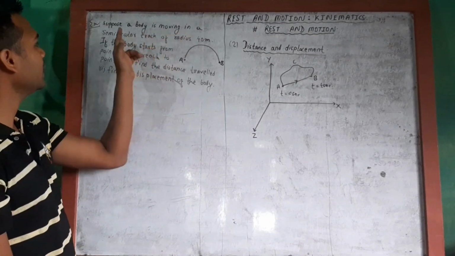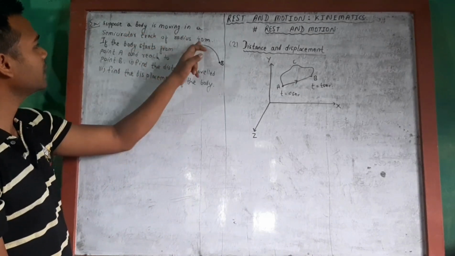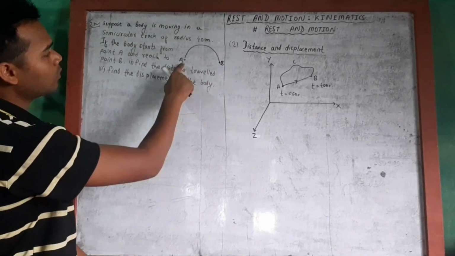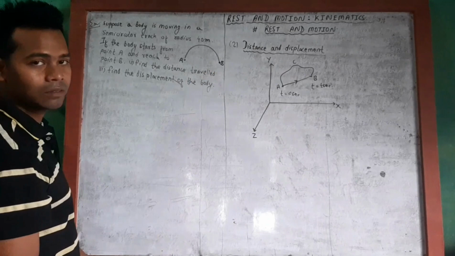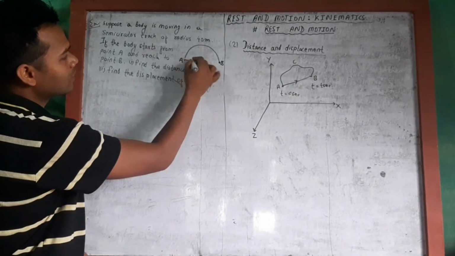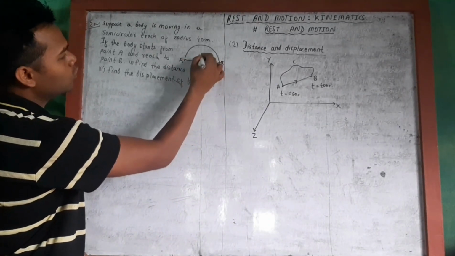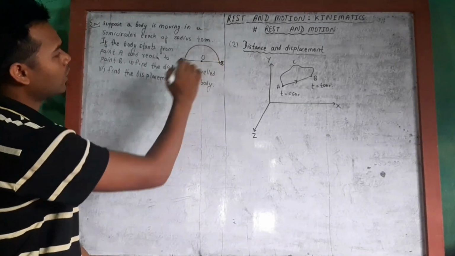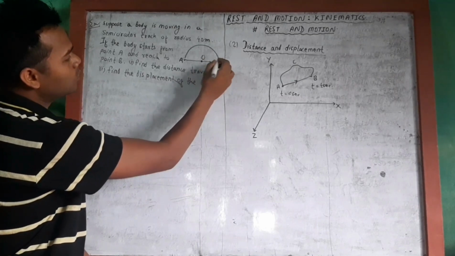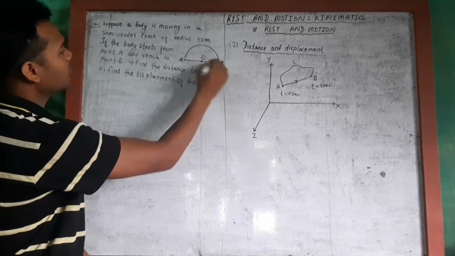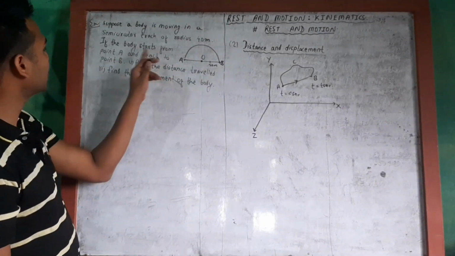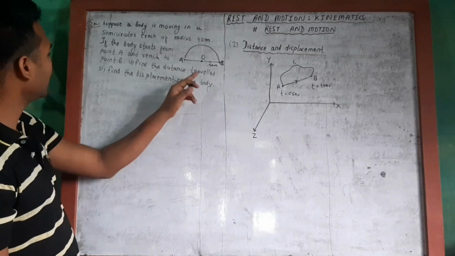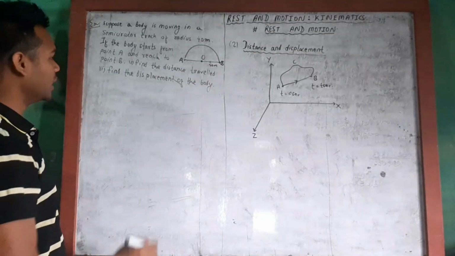Suppose a body is moving in a semicircular track of radius 40 meter. Here is the semicircular track, its initial point is A and final point is B, and if we suppose O to be the origin of the semicircular track, then the radius from O to B is 40 meter. If the body starts from point A and reaches point B, find the distance traveled by the body and find the displacement of the body.